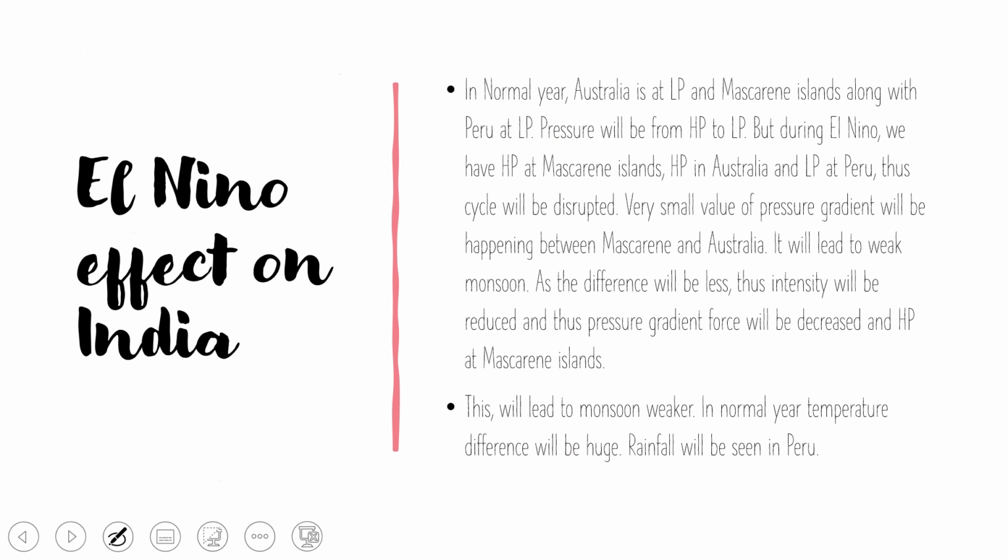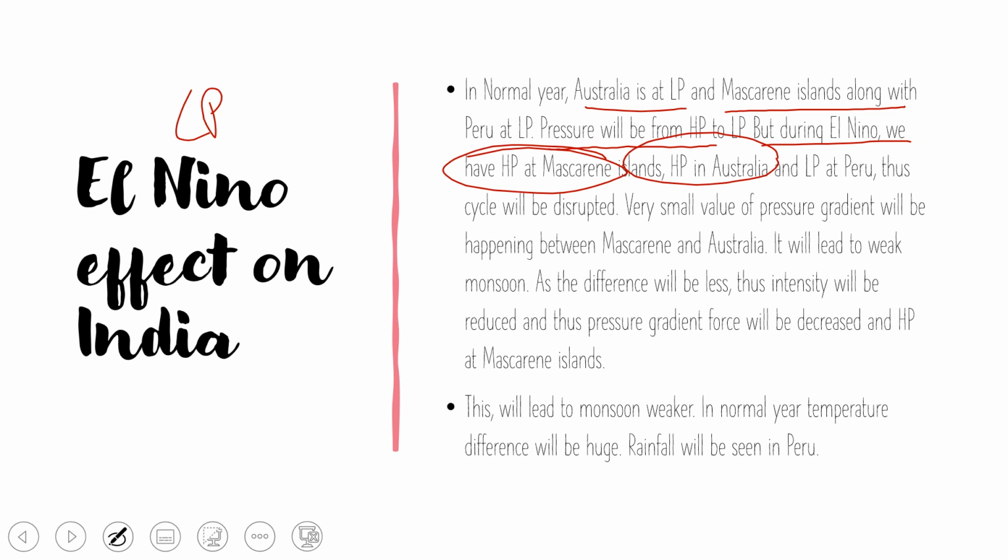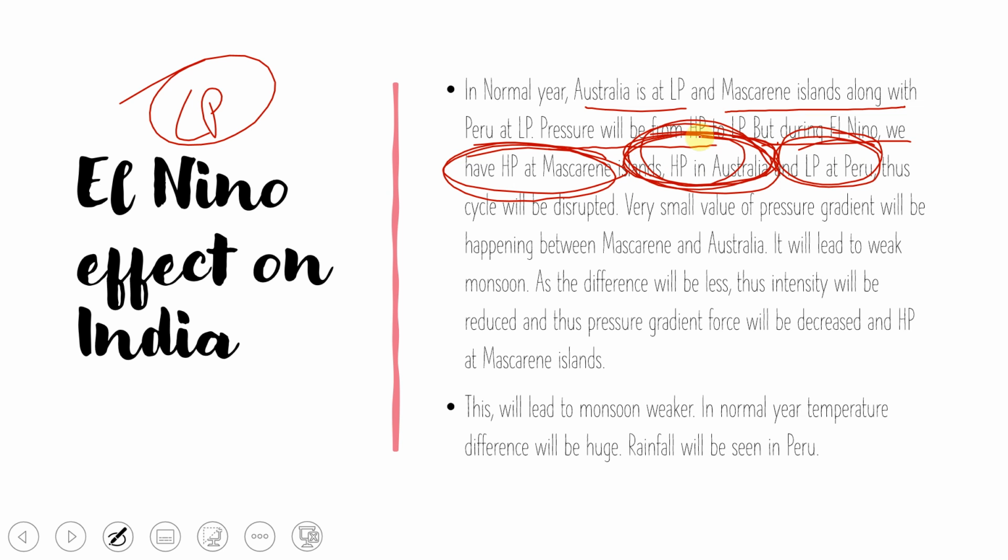So what is the El Nino effect on India? In a normal year, Australia is at low pressure and the Mascarene Islands along with Peru are at high pressure, so air flows from high pressure to low pressure. But during El Nino, we have high pressure at the Mascarene Islands and high pressure in Australia. In a normal year, low pressure is in Australia, but in an El Nino year, Australia will be at high pressure, though in comparison with the Mascarene Islands it will be low pressure only, but the intensity will be very low. And there is low pressure at Peru. Compared with Peru and Australia, yes, Australia will be high pressure and Peru will be low pressure.